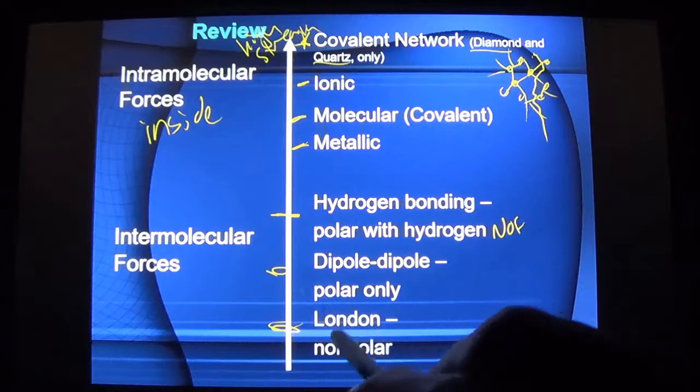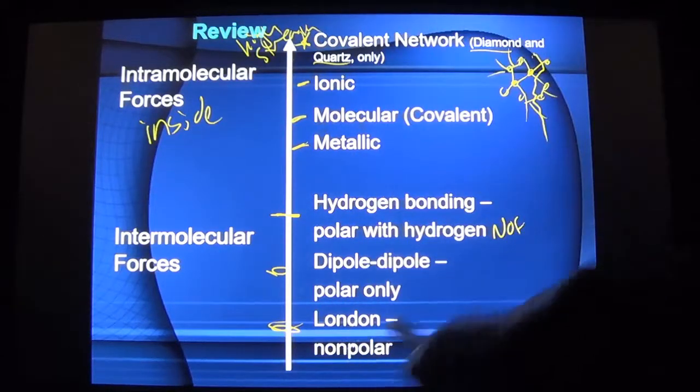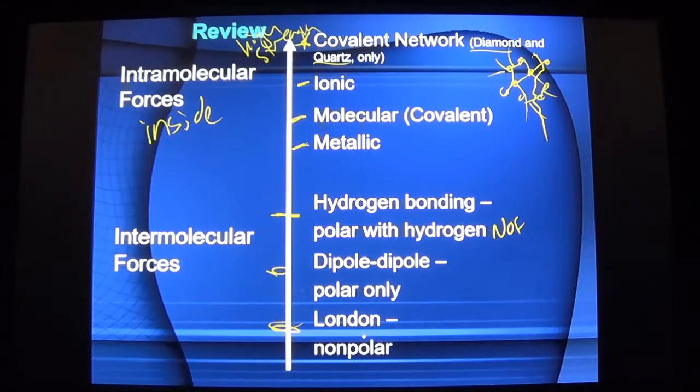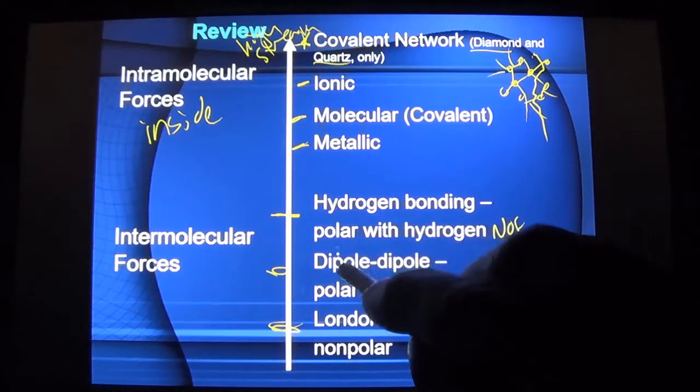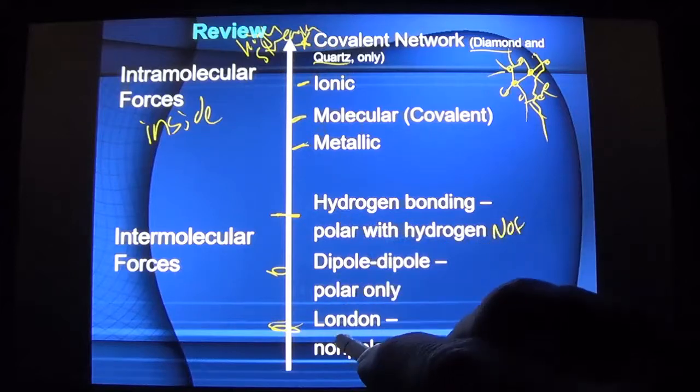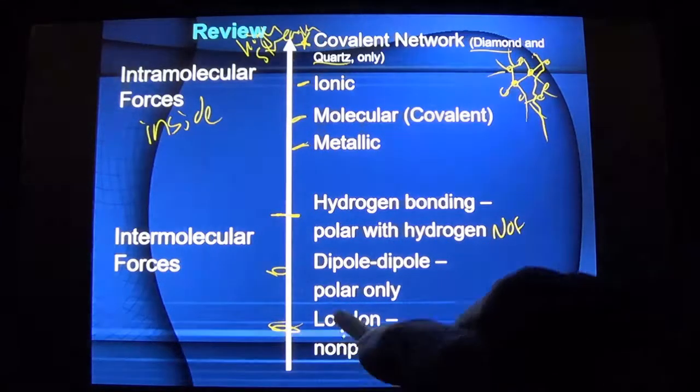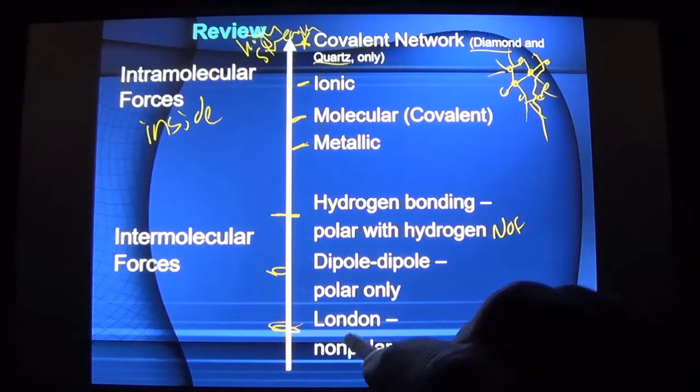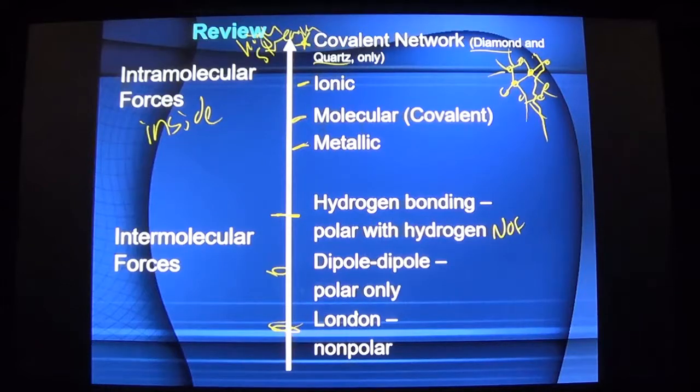And what about London forces? Well, everything, even nonpolar molecules, can do London dispersion forces. So it's always there. It's the comparatively weakest of the three. But with a lot of electrons, it can still be noticeably strong and have a noticeable effect on the characteristics of compounds. So it does exist. Don't ignore it. All right.